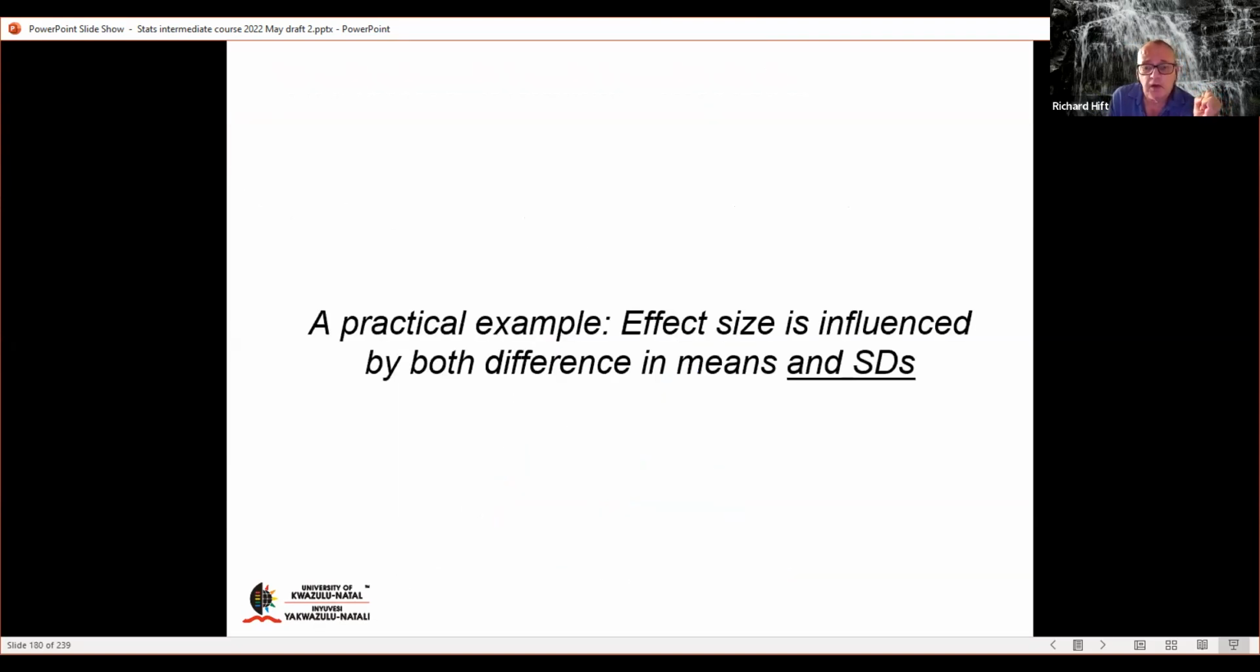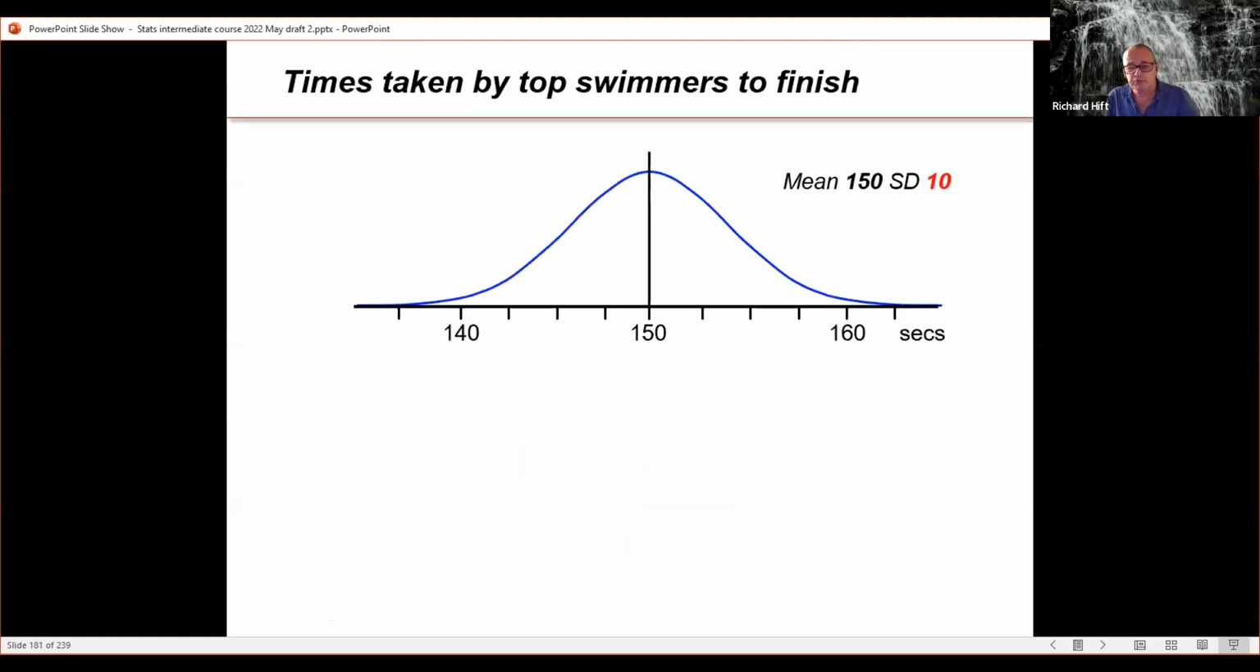So here's a practical example. Now, I just remembered I haven't put this right. It's slightly the wrong way around, but it doesn't matter. You'll still pick up the point. Let's assume you're an Olympic swimmer. And in the heats, it turns out that the mean finishing time for this particular race was 150 seconds. The standard deviation was 10.